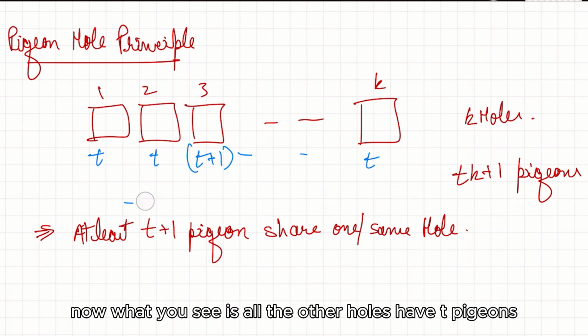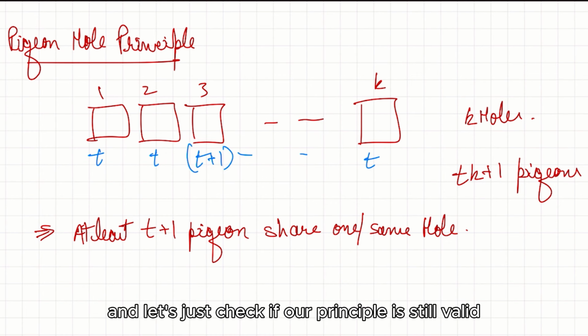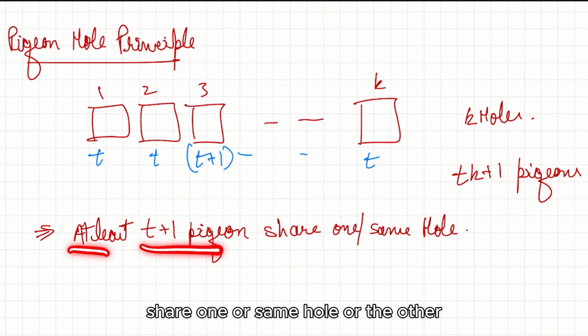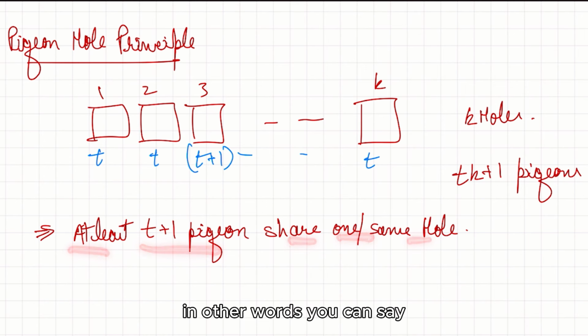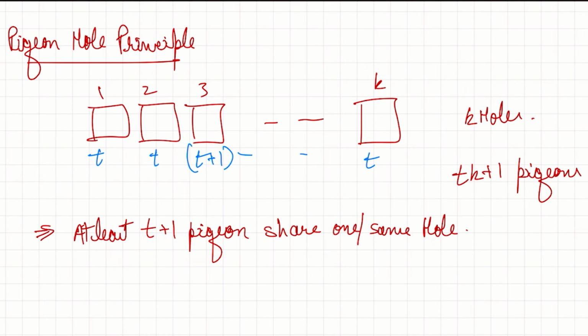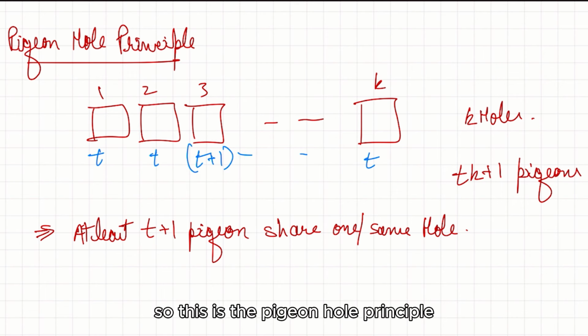Okay, so now what you see is all the other holes have t pigeons, right? But this hole here has t plus 1 pigeons. And let's just check if our principle is still valid. It says at least t plus 1 pigeons share one or the same hole. Or in other words, you can say there's at least one hole where you will have t plus 1 pigeons. Okay? And in this case, this is true. This is hole number 3. Okay? So this is the pigeonhole principle.